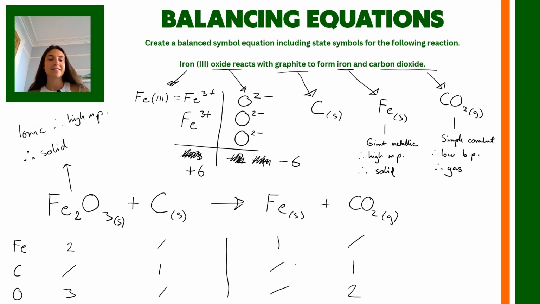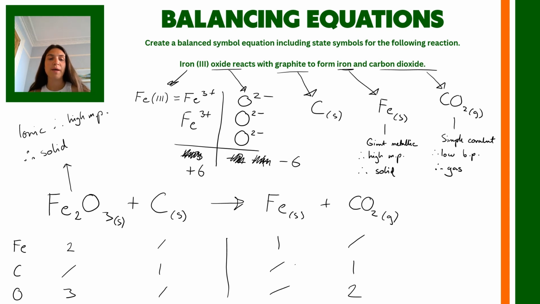So on my left-hand side, I have 2 iron. On my right-hand side, I have 1. On my left-hand side, I have 1 carbon. And on my right-hand side, I have 1. And on my left-hand side, I have 3 oxygen. And on my right-hand side, I have 2. So things are not quite balanced yet.